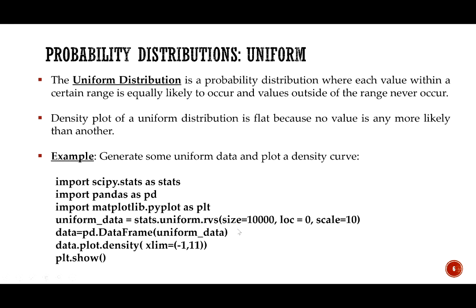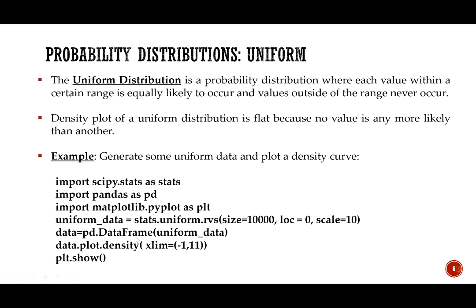Then we pass 3 arguments. So how many random variables? Here, 10,000. So for this probability distribution, we need 2 parameters, location and scale. Location is the lower bound here, and scale is the upper bound. So uniform distribution between 0 and 10. And anything outside of this interval is 0.